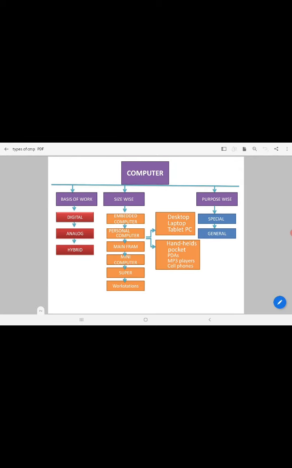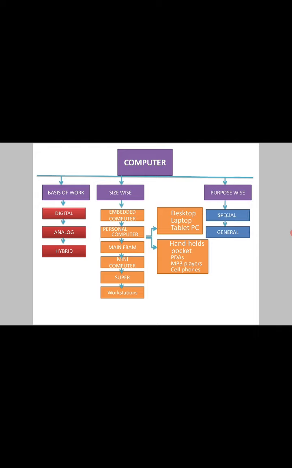And based on their size, it is personal computer or PC, mainframe computers, mini computers, supercomputers, workstations, desktop, laptop, tablet, and like that. And based on their purpose of use, there are special purpose computers and general purpose computers. Based on their work or type, the first one is digital computer, second one is analog computer, and third one is hybrid computer.